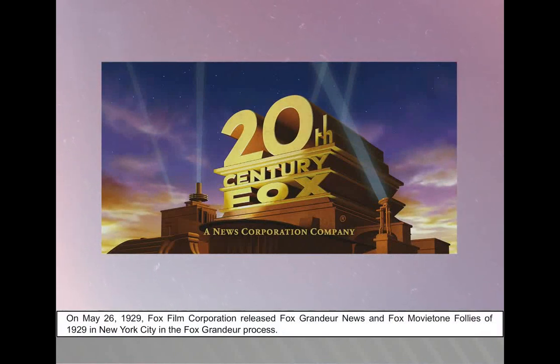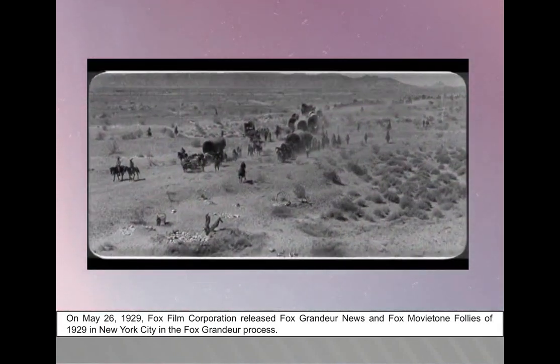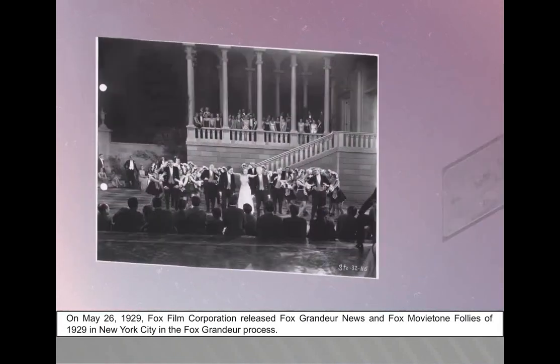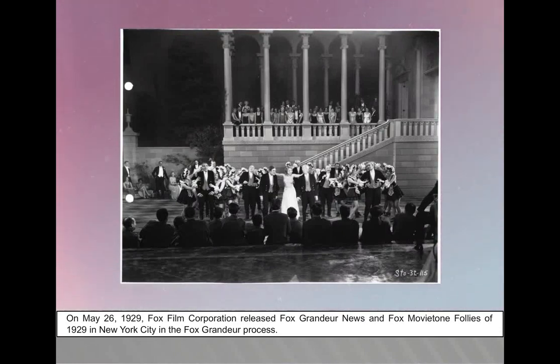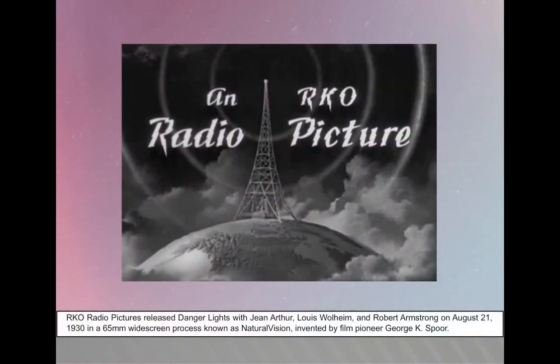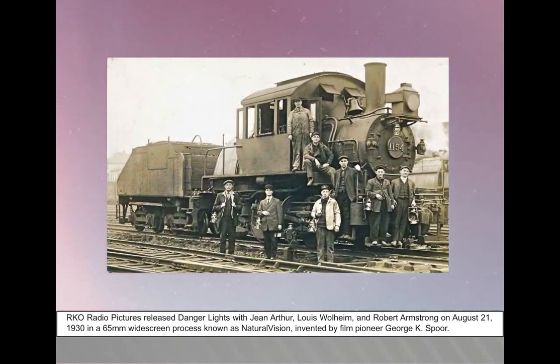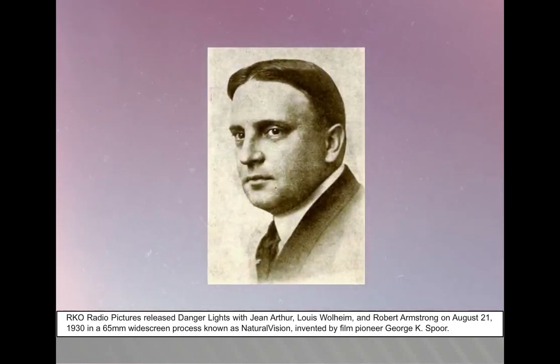On May 26, 1929, Fox Film Corporation released Fox Grandeur News and Fox Movietone Follies of 1929 in New York City in the Fox Grandeur process. RKO Radio Pictures released Danger Lights with Jean Arthur, Louis Wilhelm, and Robert Armstrong on August 21, 1930, in a 65 mm widescreen process known as Natural Vision, invented by film pioneer George K. Spoor.